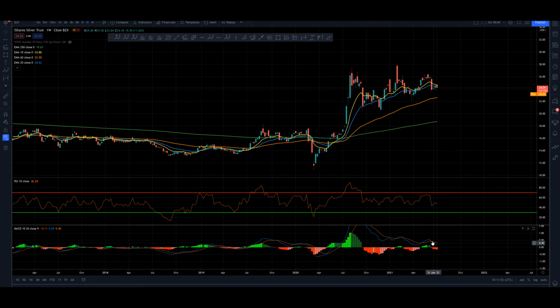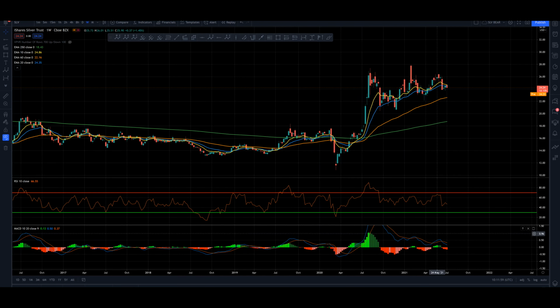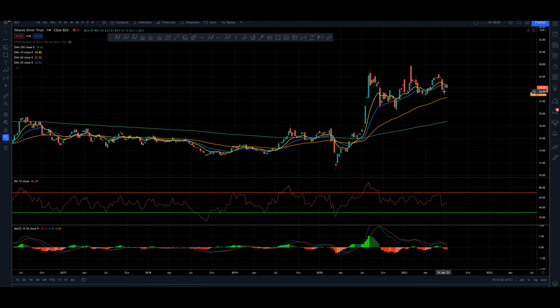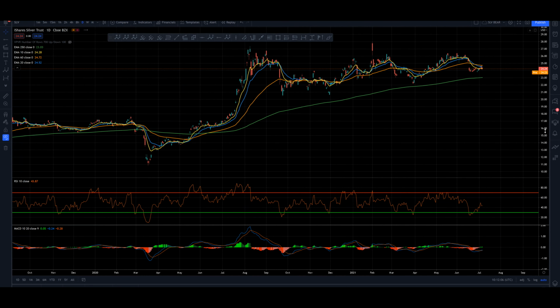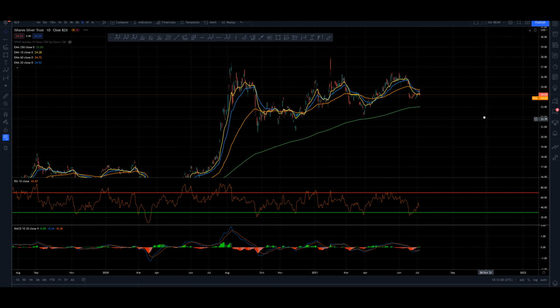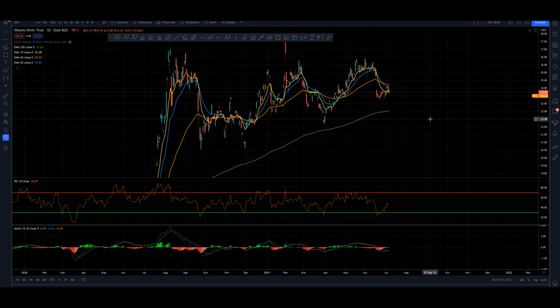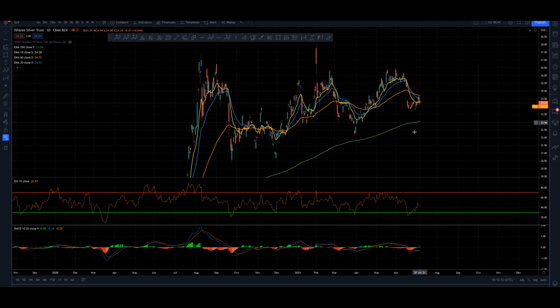Short-term moving average cross over the long-term moving average, increasing red bars here on the histogram. That looks kind of weak as well. So we are hanging around that 61.8%, but is it going to hold? I suspect not, but I could be wrong. But I suspect we're more bearish than we are bullish at the moment.